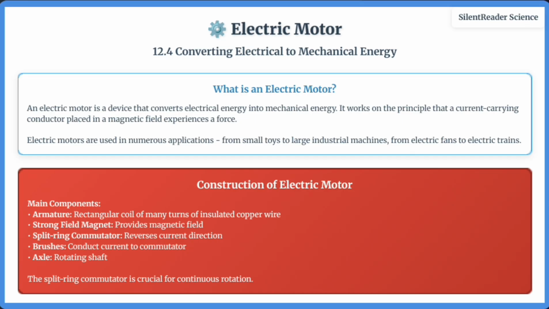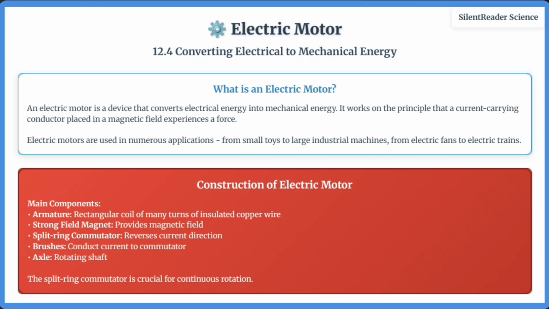The main components of an electric motor are the armature, which is a rectangular coil of many turns of insulated copper wire, a strong field magnet that provides the magnetic field, a split ring commutator that reverses current direction, brushes that conduct current to the commutator, and an axle, which is the rotating shaft. The split ring commutator is crucial for continuous rotation.